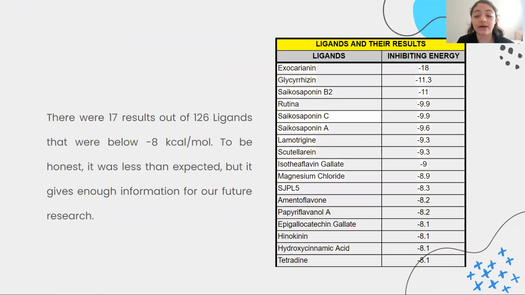There were 17 results out of 126 ligands tested that were below negative 8 kcal per mole. It was less than I expected, but it gives enough information for our future research. The best of the best was exocarinin at negative 18 for a binding energy level. The lowest of the best was tetradyne with negative 8.1 binding energy level.